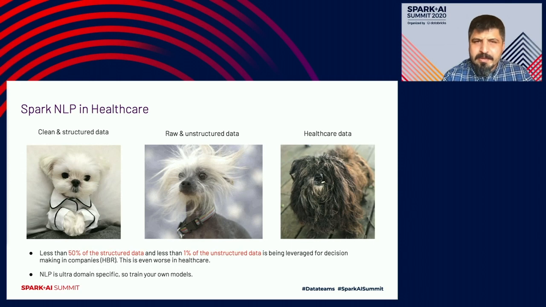The nature of data in healthcare is a lot different from what we experience in other domains. People usually deal with clean and structured data, but in the real world, we usually deal with raw and unstructured data. On top of that, when we talk about healthcare data, it's way worse. According to recent research, less than 50% of the structured data and less than 1% of the unstructured data are being leveraged for decision makers. And in healthcare, it's even worse, which means the healthcare industry is not able to leverage the data that they are sitting on right now.